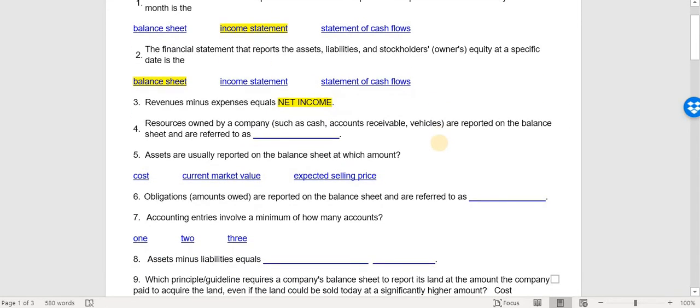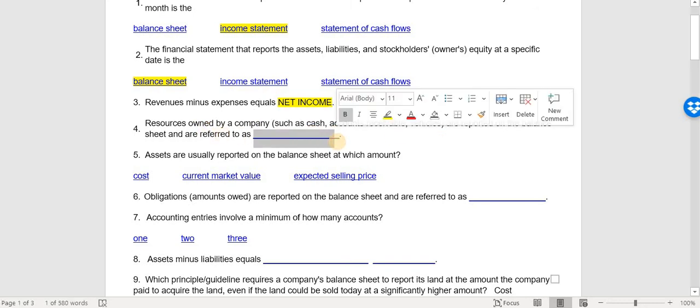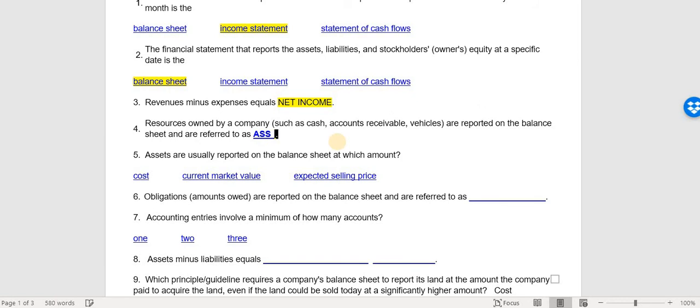Number 4, resources owned by a company, such as cash, accounts receivable, vehicles, are reported on the balance sheet and are referred to as the assets of the company.